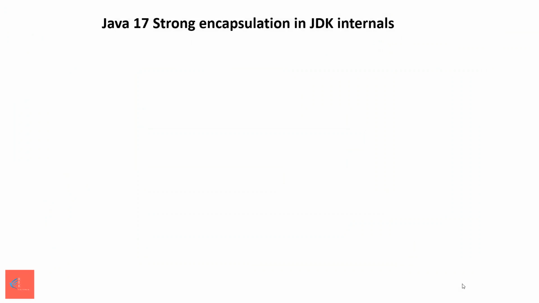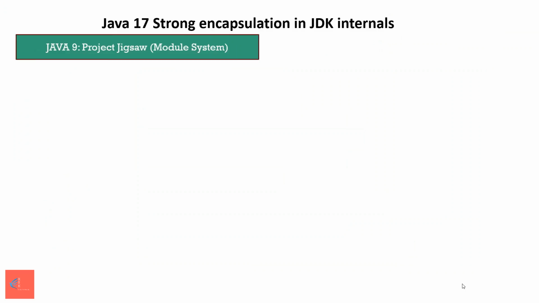Our next feature in Java 17 is strong encapsulation in JDK internals. To understand this strong encapsulation concept, we need to go to Java 9. In Java 9, a module system was introduced, also known as Project Jigsaw. It was introduced specially to modularize the code better and increase the Java platform security.